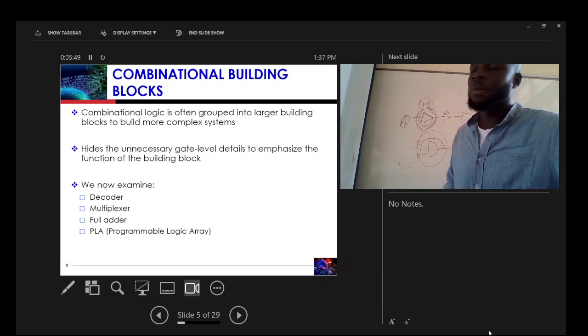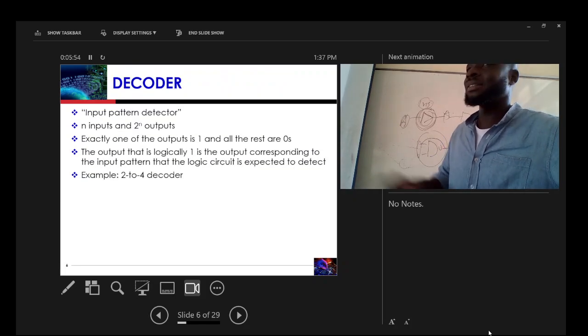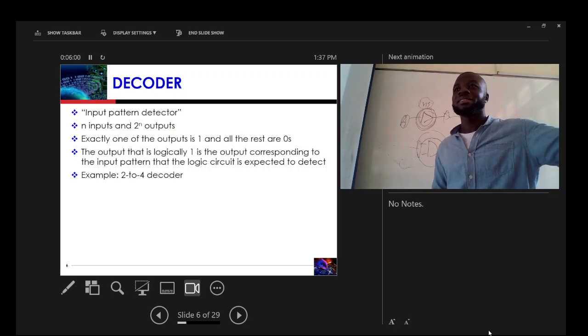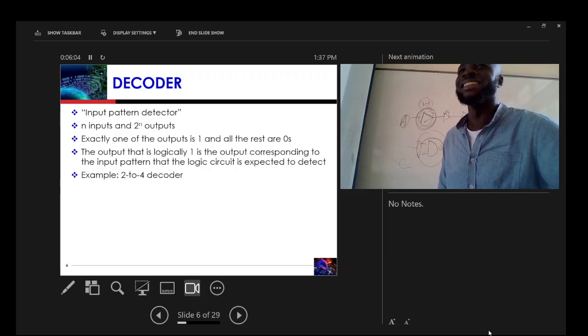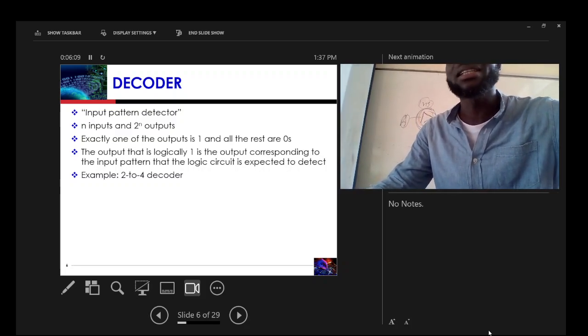So we're going to see how to use these gates to design first the decoder. So in digital logic or systems, what is a decoder? I think you guys might have seen it before.